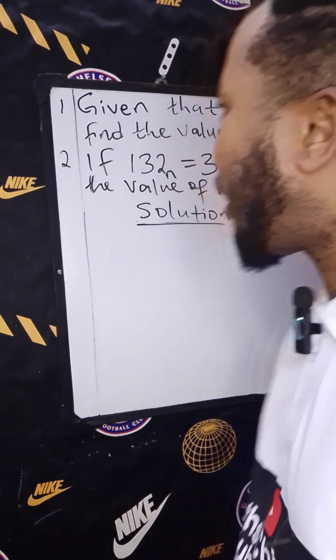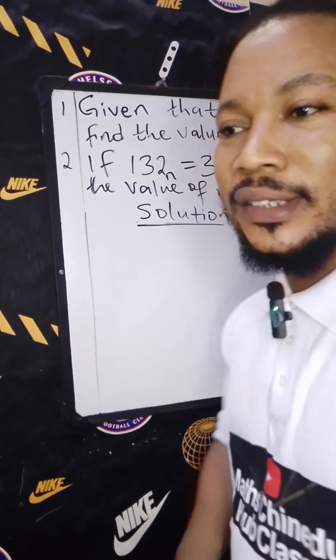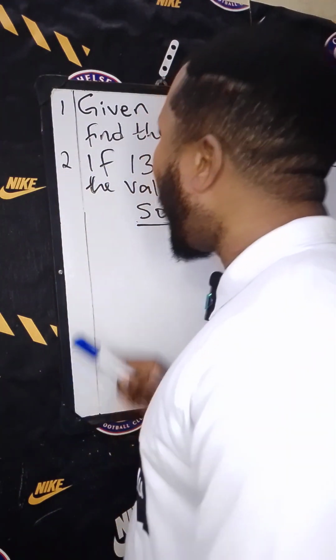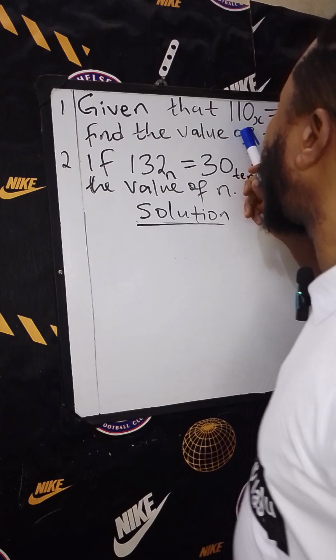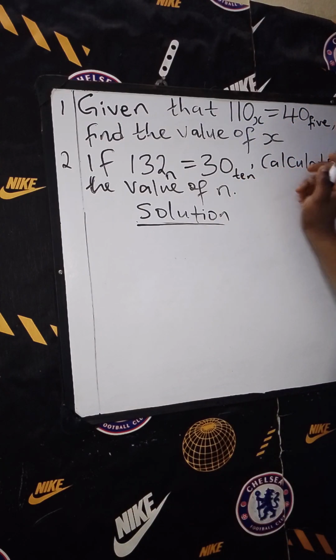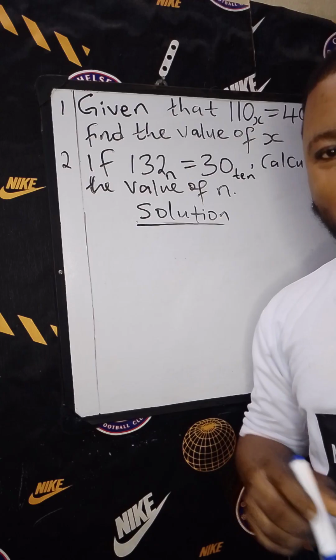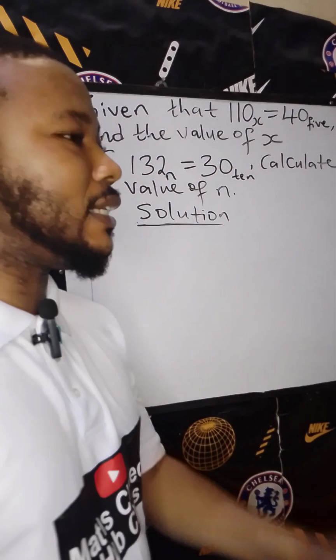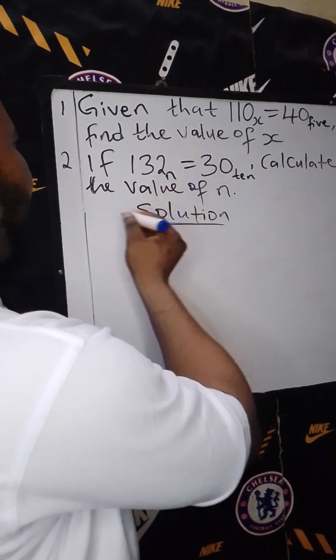Okay, let's look at these two questions. Let's solve together. We have the first one, which says, given that 110 base x is equal to 40 base 5, find the value of x. Let's find the value of x in this question. So I'll bring it down here.